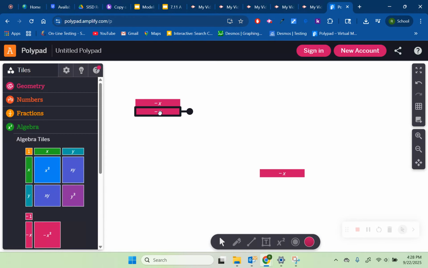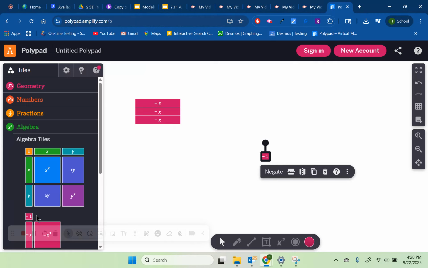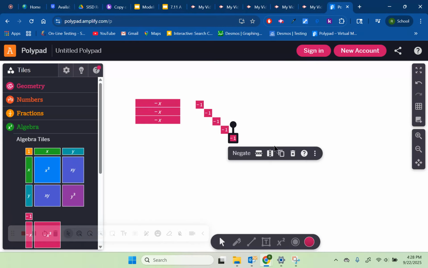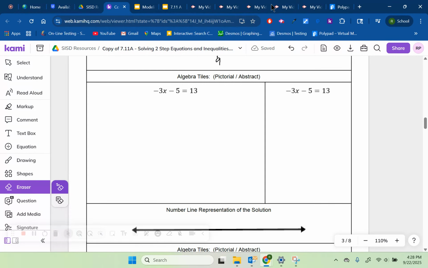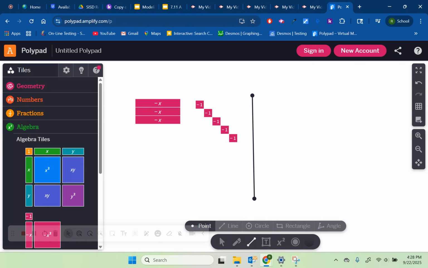Negative 3x. Was it plus 5 or minus 5? My memory is completely, totally shot. I don't have a memory anymore. Minus 5. And then it was, I have no idea, equals 13. Right, so you always see me do that. From one minute to the next, I don't remember anymore.